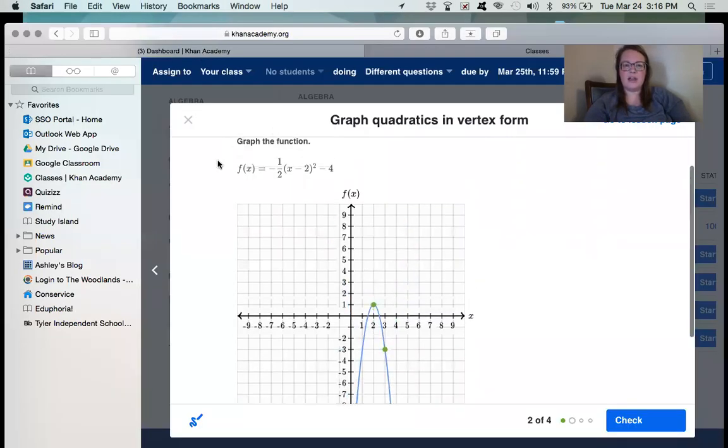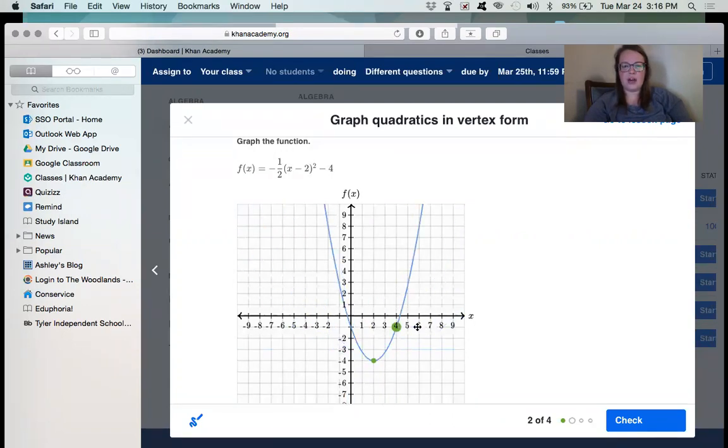Okay, so here is the equation: -1/2 (x - 2)² - 4. So the vertex, remember we have to do the opposite of this number. The opposite of -2 is +2. I'd already moved the point to +2 and then -4. So this point needs to be at +2, -4.